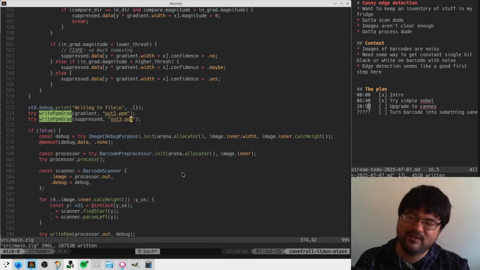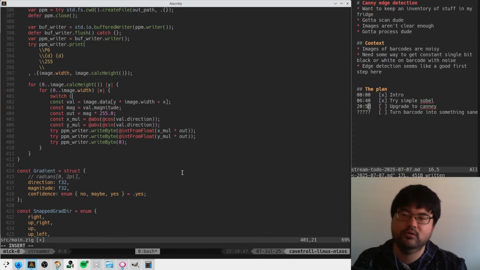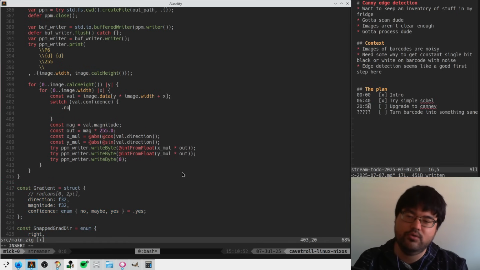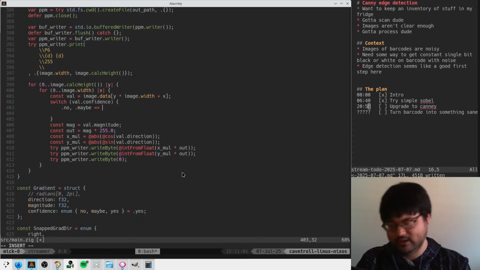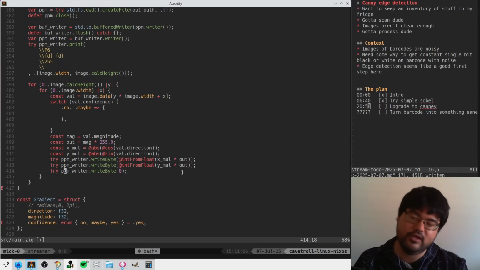Okay, so when we're writing this thing, I think we switch on the confidence now. Actually, let's just only do no or maybe. Maybe we write nothing for now. Oh wait, maybe we can color this last digit accordingly, the blue value. That's not what I want. I don't know what I want to do here.